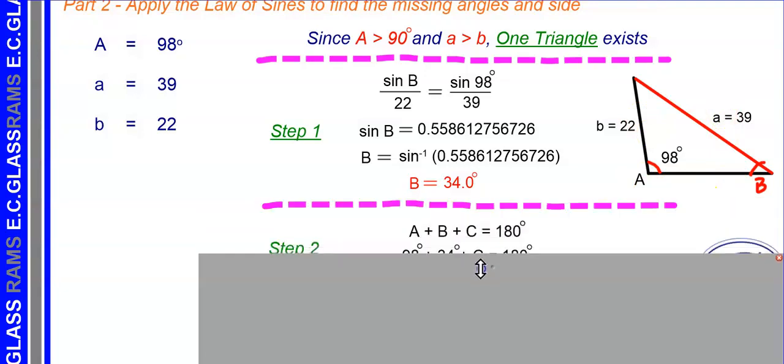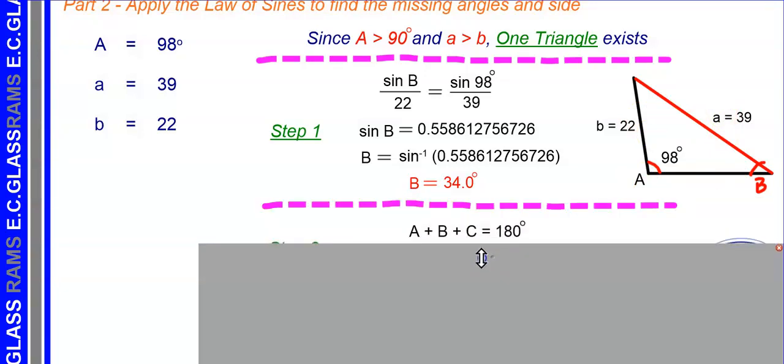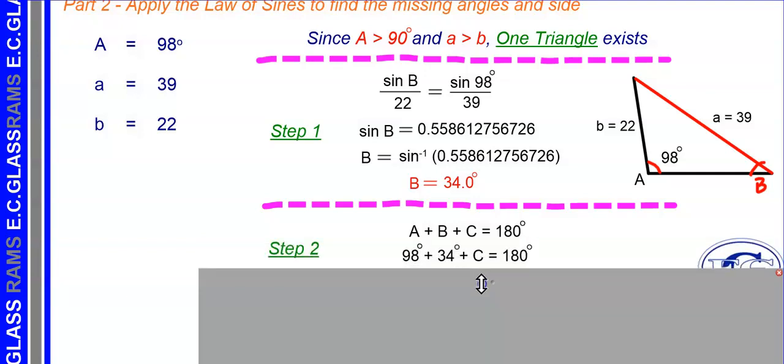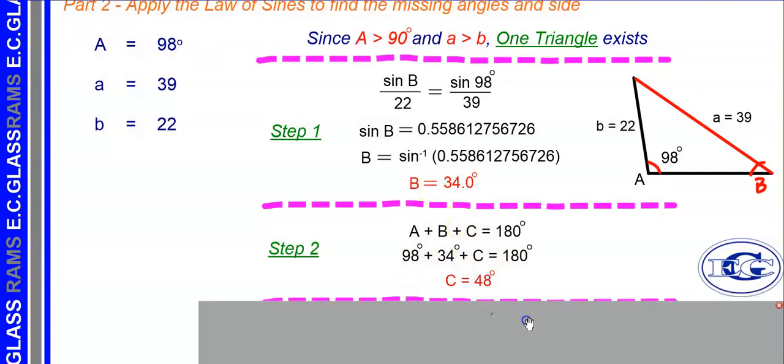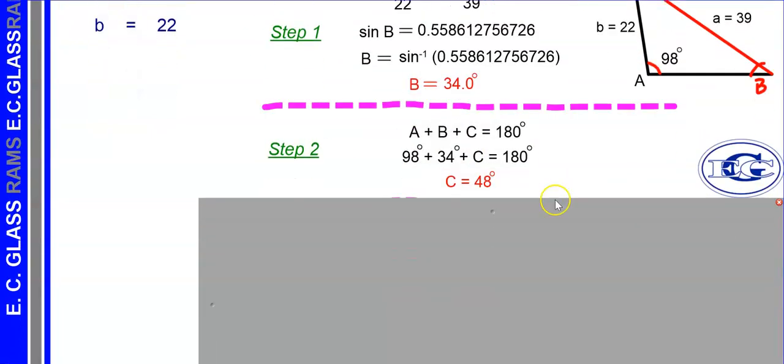But let's go now to step 2, where we find the missing angle using the angle sum theorem. So we have 98 plus 34. 98 is from the first angle, 34 is from the second angle we just found, and now we can use this to find the last angle, which is 48 degrees, which would be this part right here.